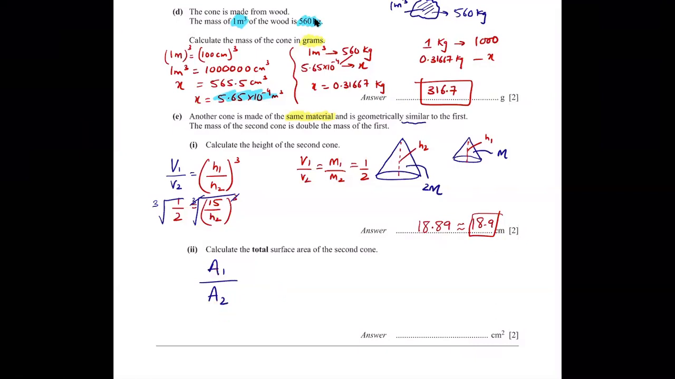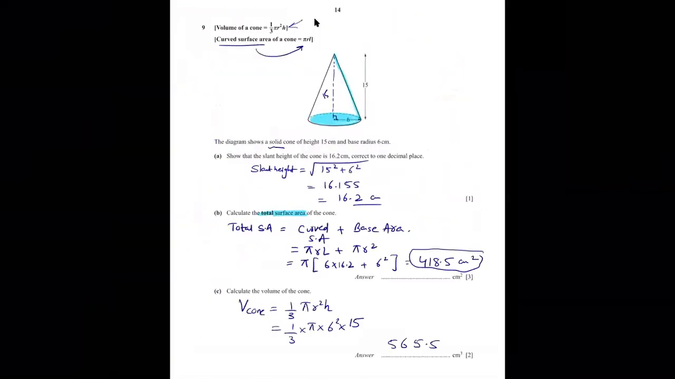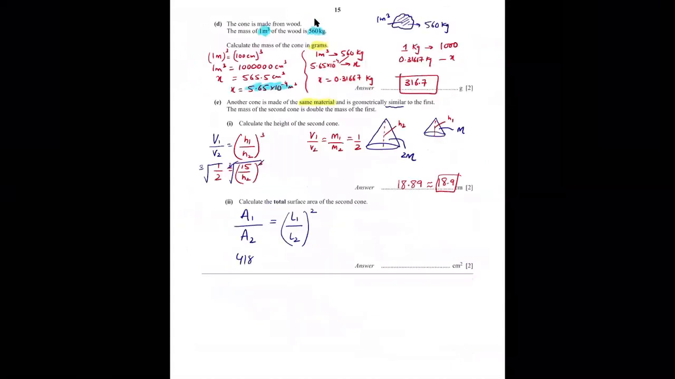The ratio of the areas is equal to the square of the ratio of the corresponding lengths. Volumes of similar figures have a ratio equal to the cube of the ratio of the heights or lengths, and areas have a ratio of L1/L2, the whole thing squared. This is what it is equal to. So I do have the surface area of the first cone. The total surface area of the first cone was 418.5. I need to find the total surface area of the second cone, and do I have the comparison between the ratio of their lengths? What is the ratio of the lengths?